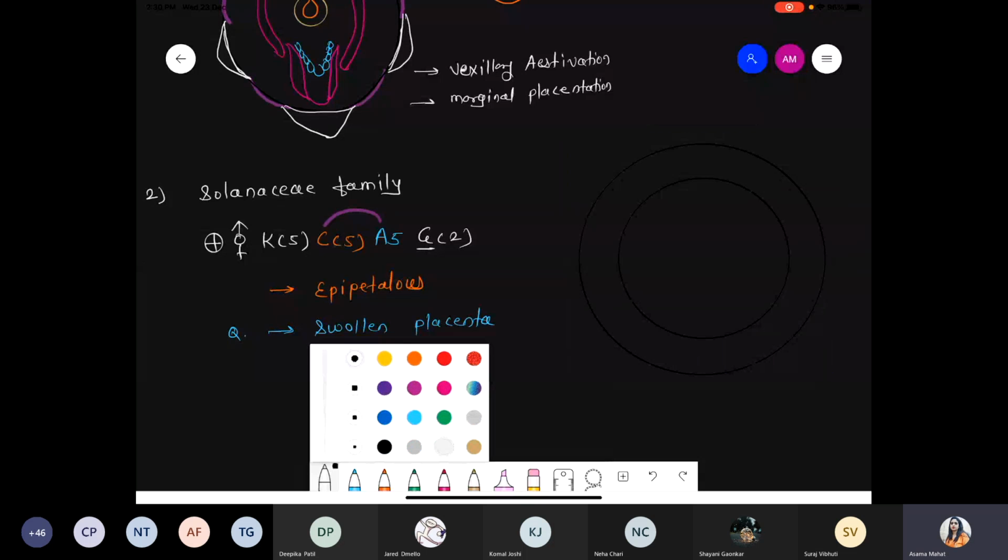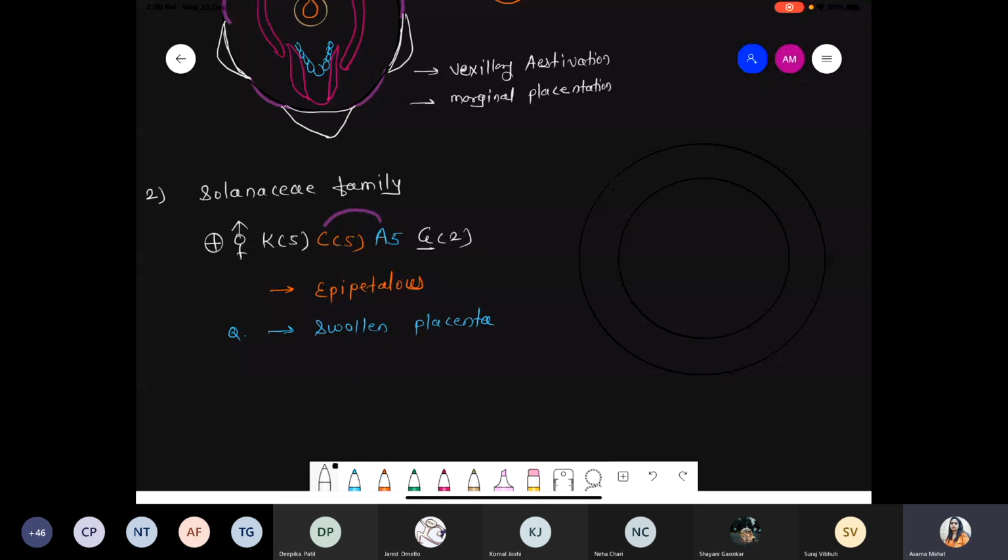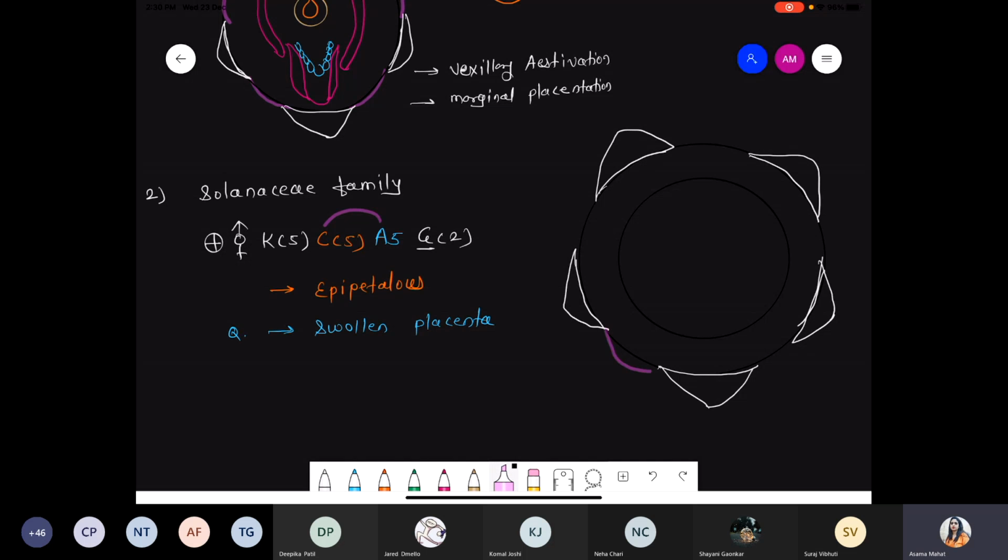First of all, we are talking about K5, where the sepals are attached to each other. One, two, three, four, and now five. So 5 sepals are present, and all those 5 sepals attach with each other, they are fused. For the fusion, we use such a condition. Now another condition, C5, that is, the corolla number is 5.